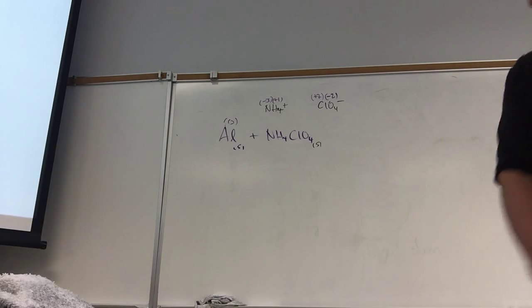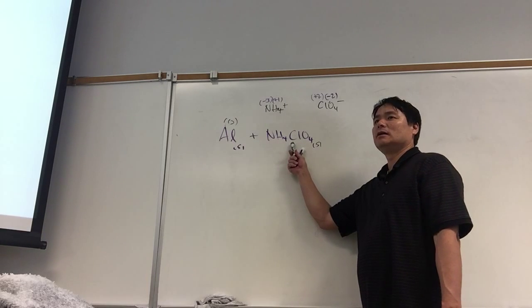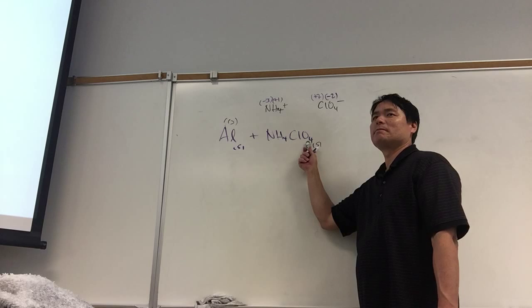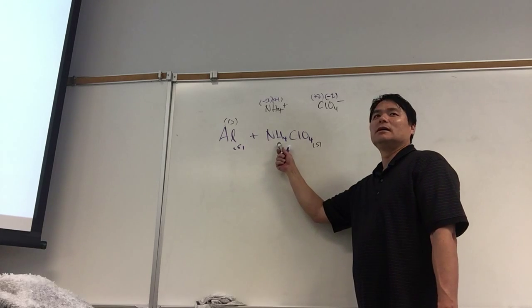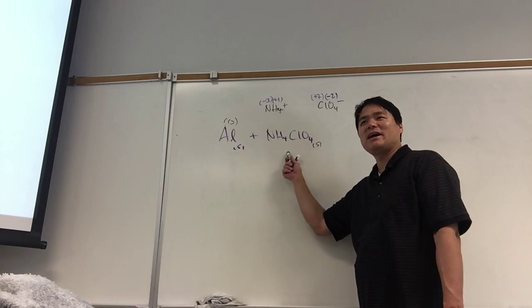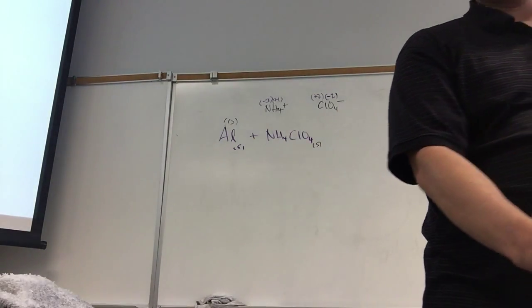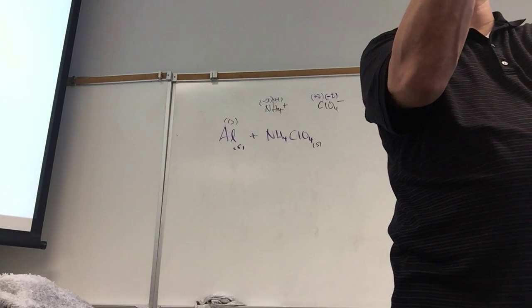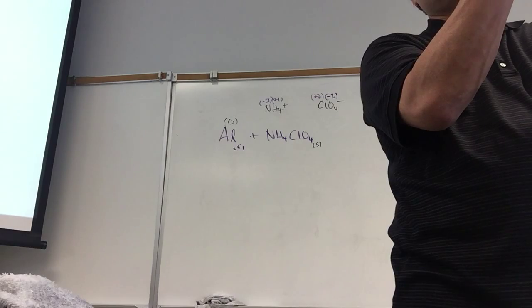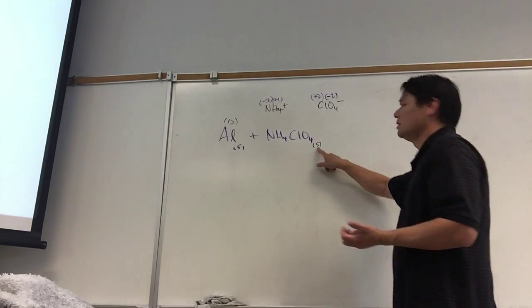Well, that's the same thing with ammonium perchlorate. This stuff is metastable. Why? Because you have a powerful oxidizer and a powerful reducer in the same compound. And if you have a powerful oxidizer and a powerful reducer right next to each other, why don't they just react? Why? It's because it's a solid.